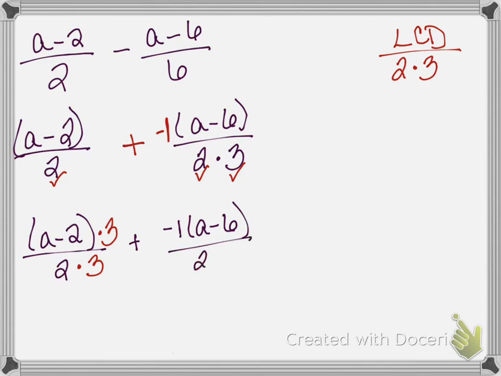Am I missing anything in the numerator here? No. A common mistake, though, that students make is they forget to distribute that negative. It's a very common mistake. Okay, so now I've got a denominator of 6. I'm going to do 3 times a and 3 times negative 2. So I have 3a minus 6. Then I've got to distribute this negative. So then I have negative a plus 6.